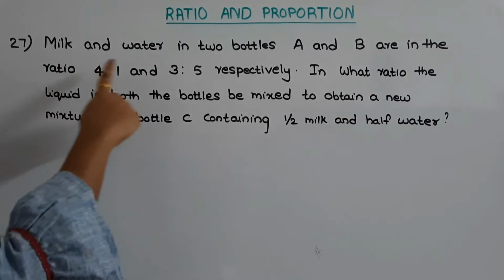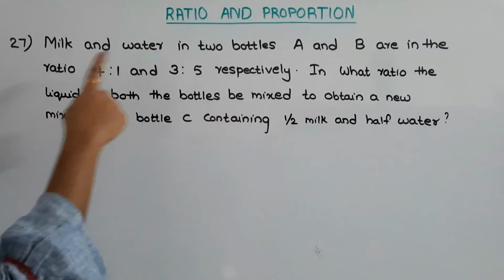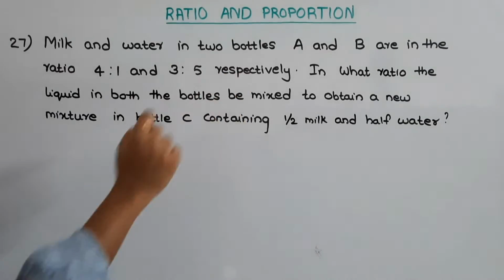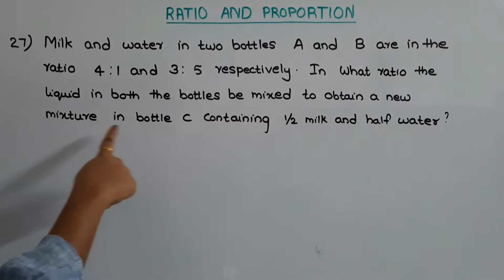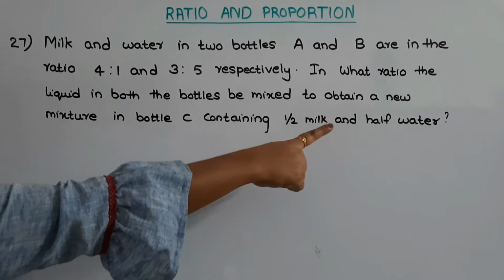27th question is, milk and water in two bottles A and B are in the ratio 4:1 and 3:5 respectively. In what ratio the liquid in both the bottles be mixed to obtain a new mixture in bottle C containing half milk and half water?